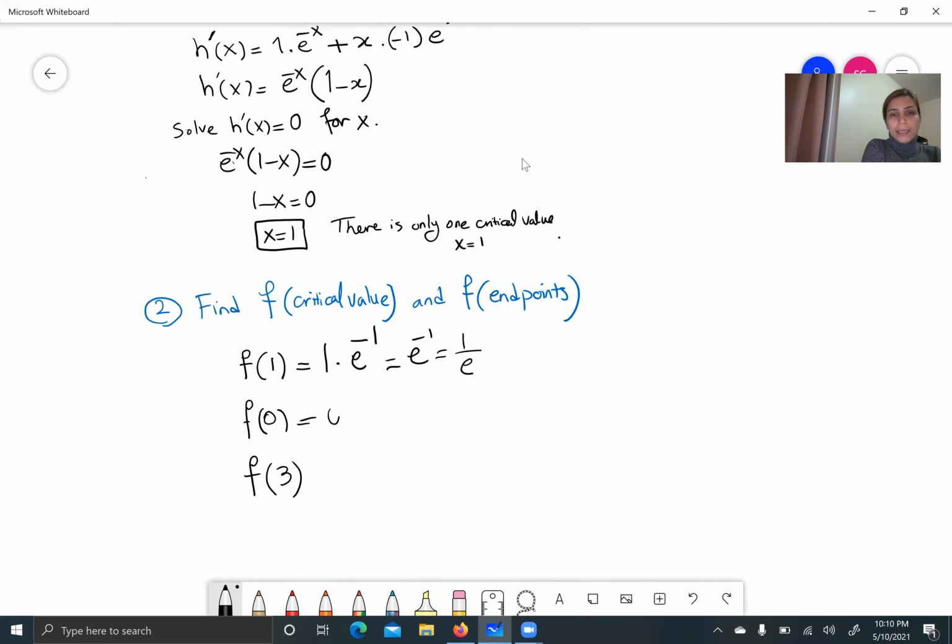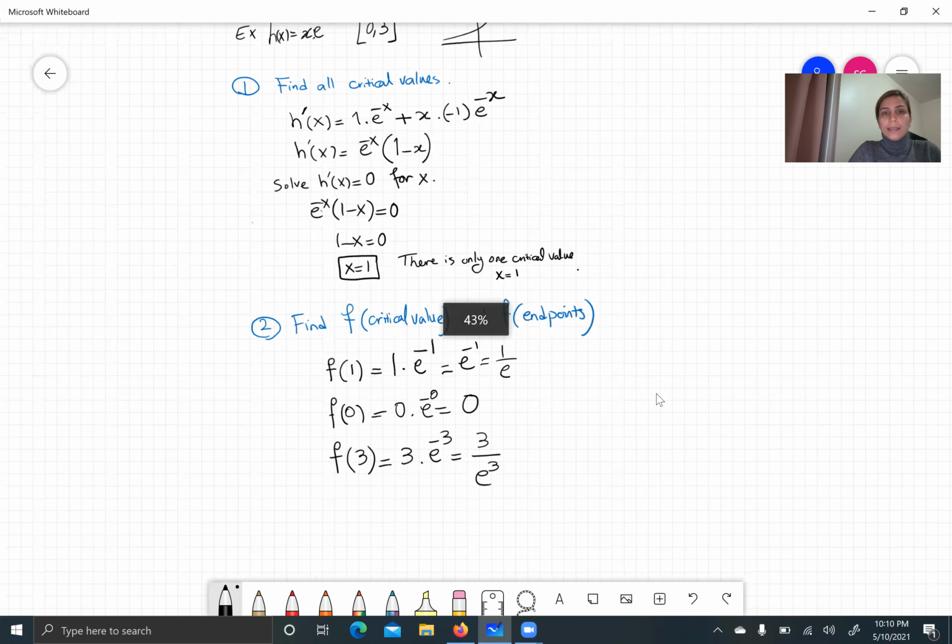So it's going to be 0 times e to the negative 0. 0 times anything is always 0. And f of 3 is going to be 3 times e to the negative 3, so this is 3 over e to the 3. Okay, we are done with the second step.